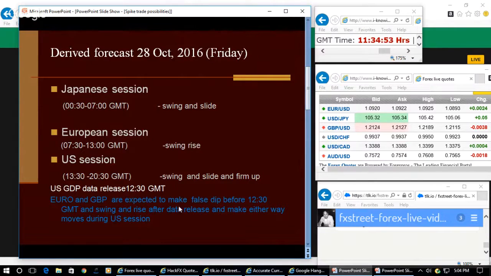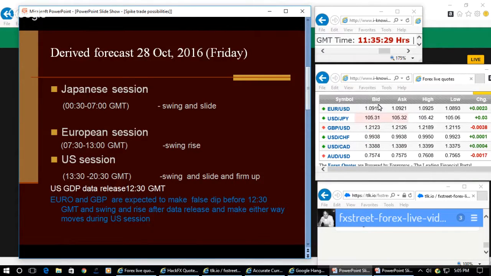Euro and GBP are expected to make a false dip before 12:30 GMT and swing and rise after the data release up to 13 GMT, and make either way moves during the US session. That is a small move followed by the slide, and towards close for the weekend they are expected to make a small move. This is what is envisaged in the case of Euro and GBP. So accordingly, you'll come across some contrarian move as well in the case of USD yen.